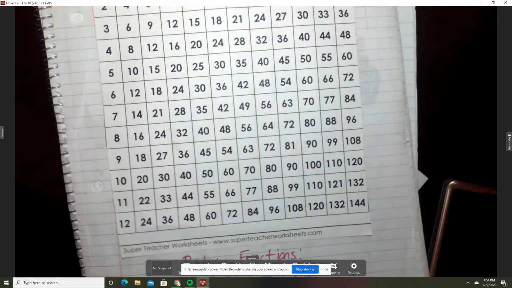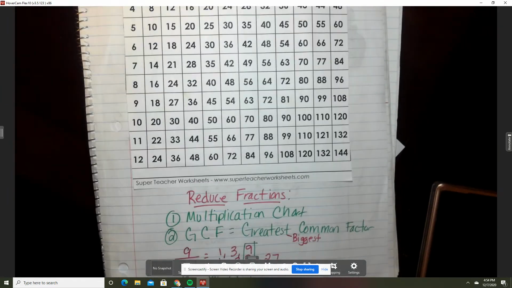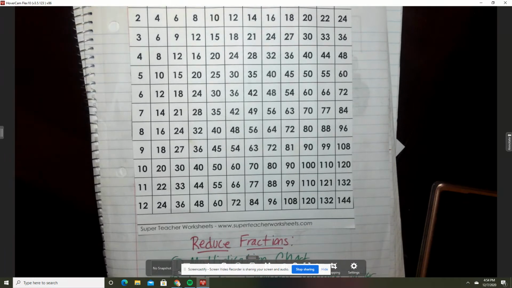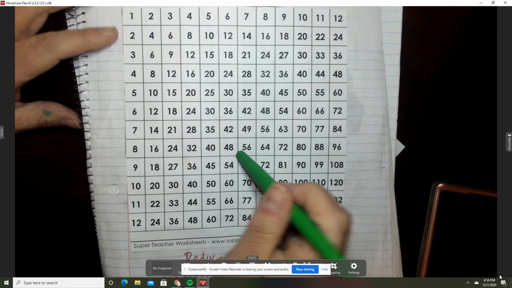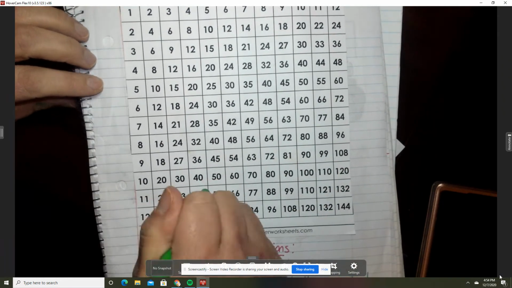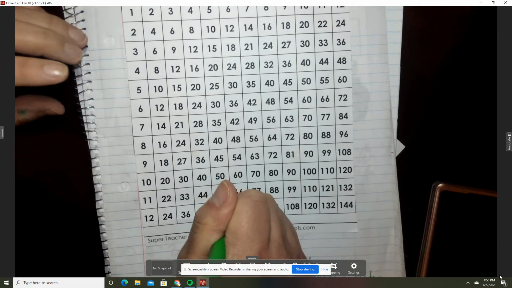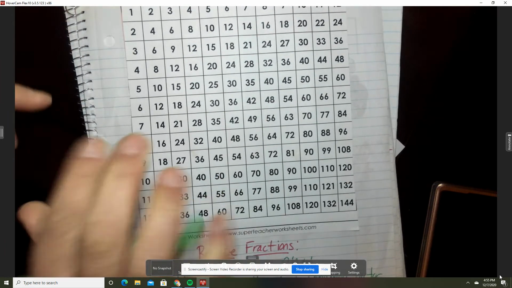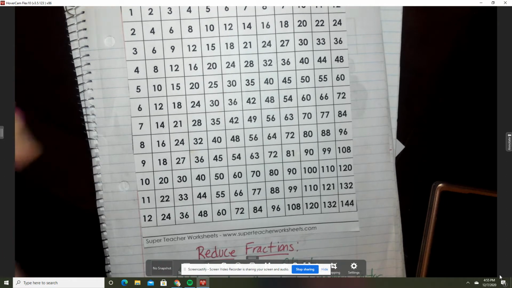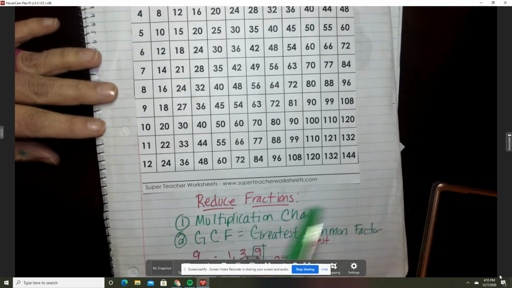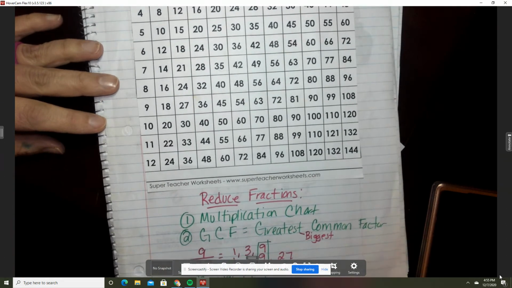Okay, today we are going to talk about reducing fractions or getting fractions in their simplest form. Right before this, you should have recreated a multiplication chart. You are going to need a multiplication chart for this. You can either do a multiplication chart or you need to reduce with the greatest common factor.